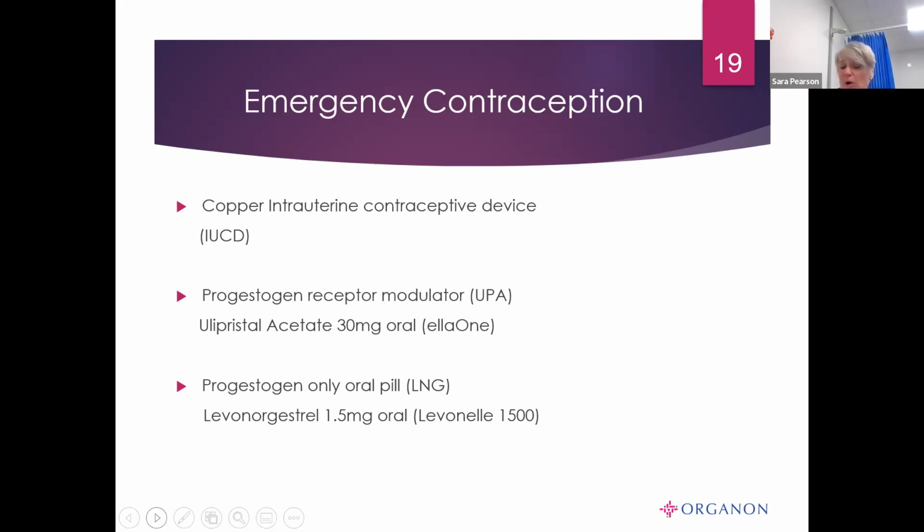I think the copper IUD isn't for everybody, but as part of your counselling, when you see women for emergency contraception, it's very important that you communicate to them that this is the most effective. We know the other two, UPA and levonorgestrel, are probably more of a placebo post-ovulation and aren't going to work if ovulation has already taken place.